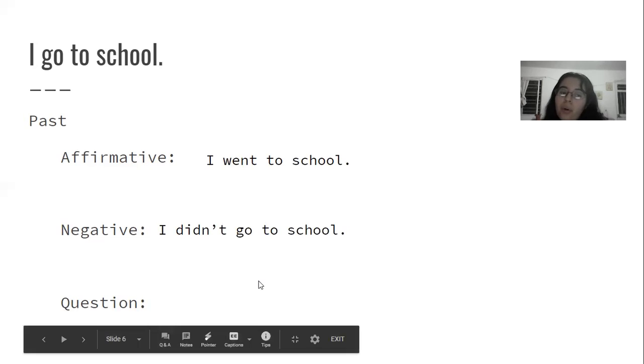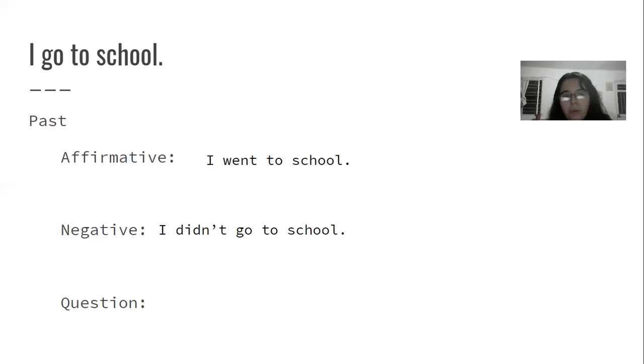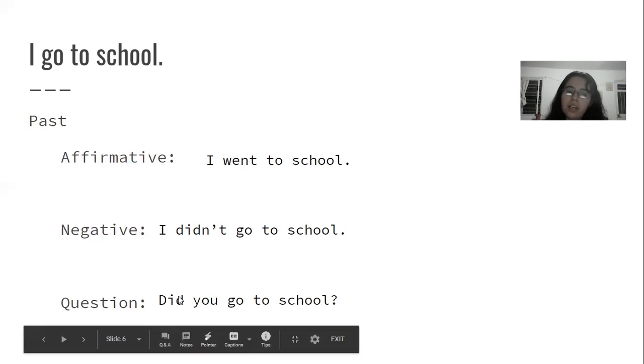What about the question? How do we make it into a question? So the question would be, did you go to school? Here, the auxiliary did, then the subject, then the verb, and the complement. Did you go to school?